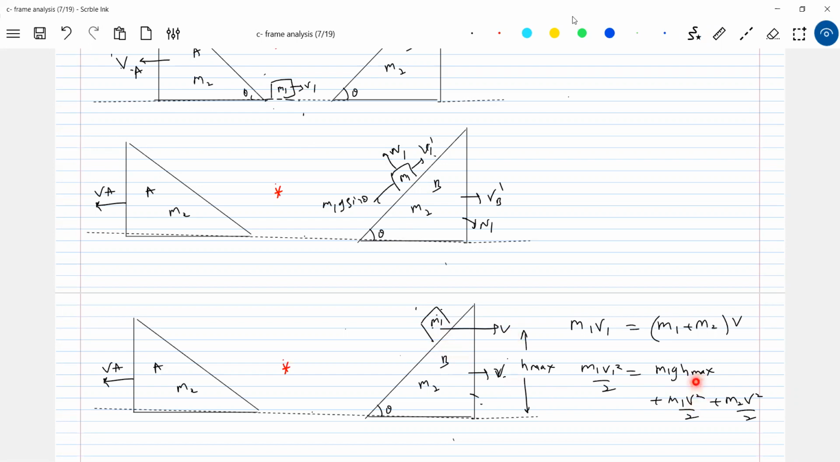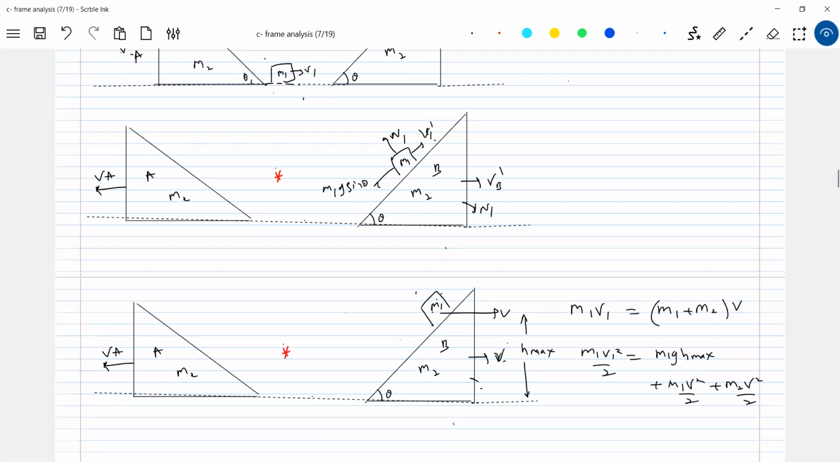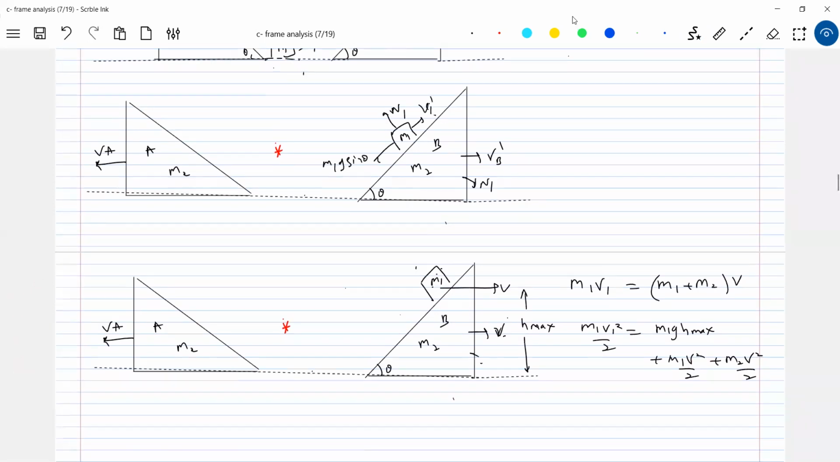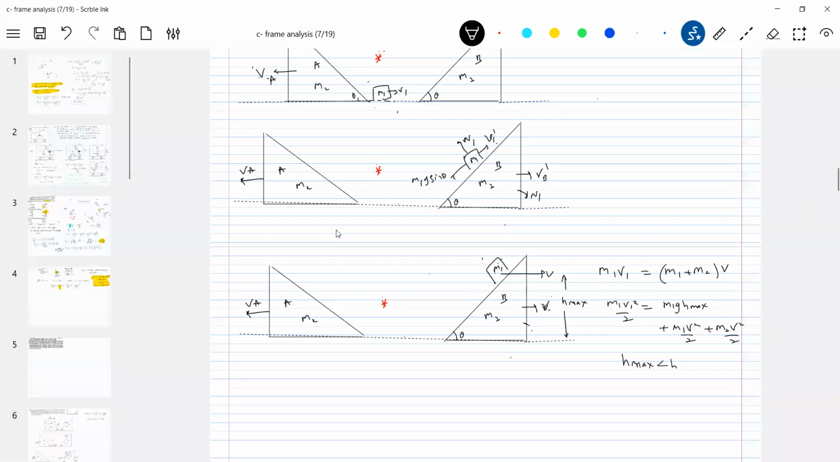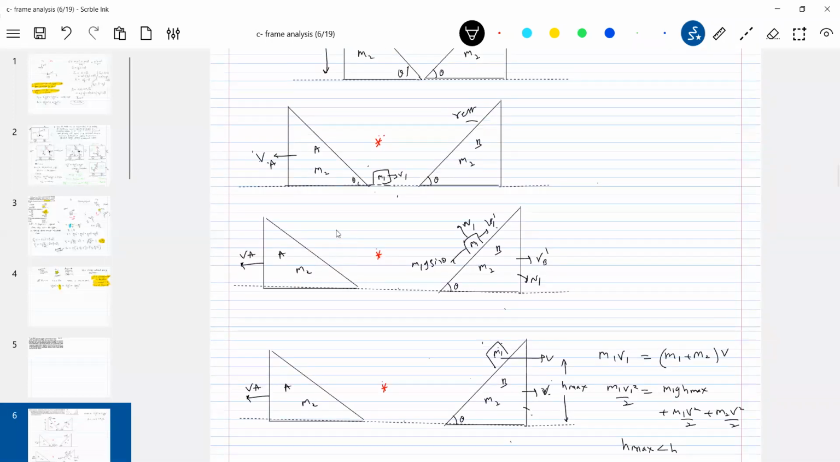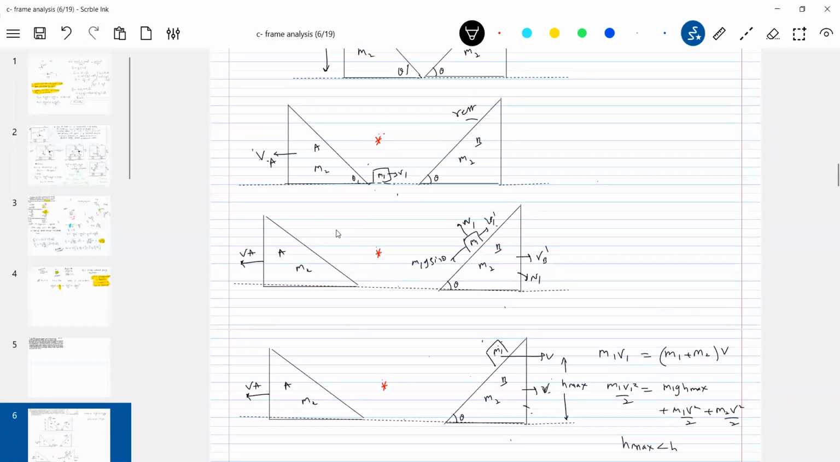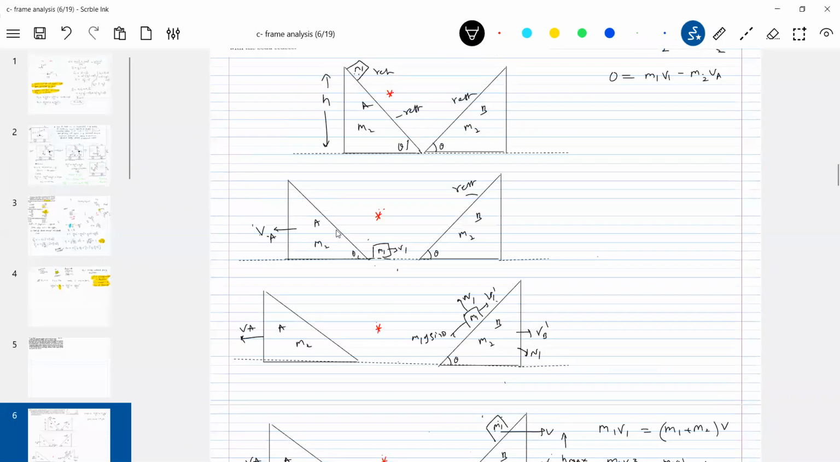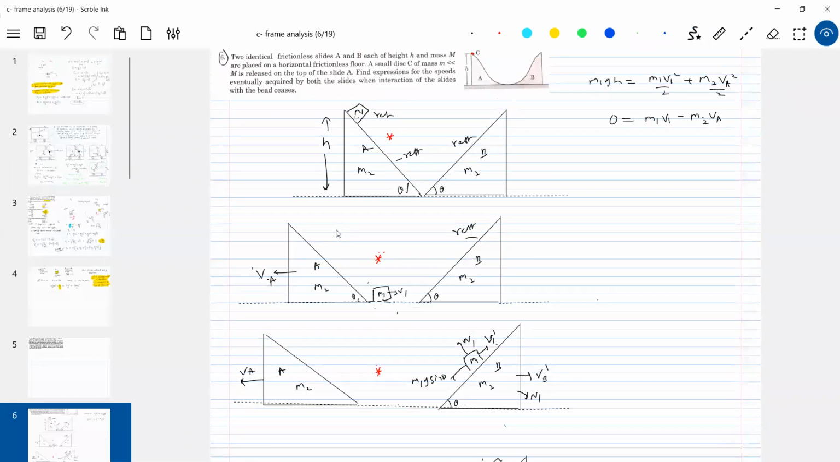So can you expect H max to be equal to H? That's my question. H max equal to H? No, H max must be less than H, no? If H max equals H, any problem? What will not be conserved? Is H max equal to H? Can it go back to that initial height? Can it reach till here? If it reaches till here, any problem?